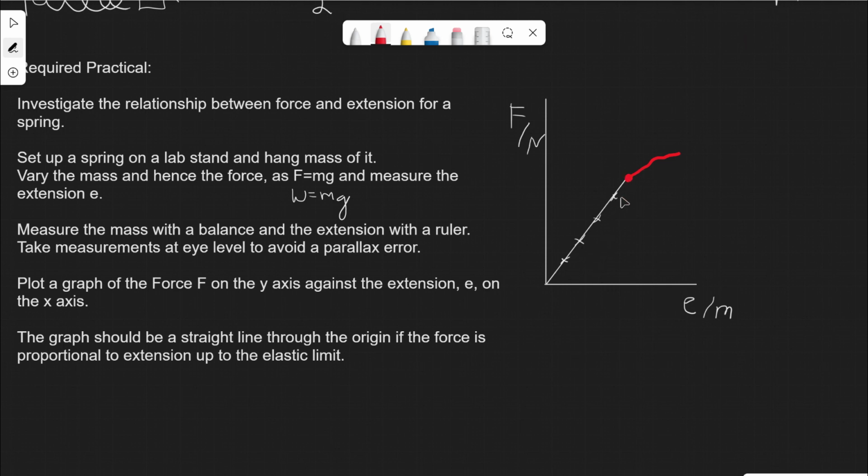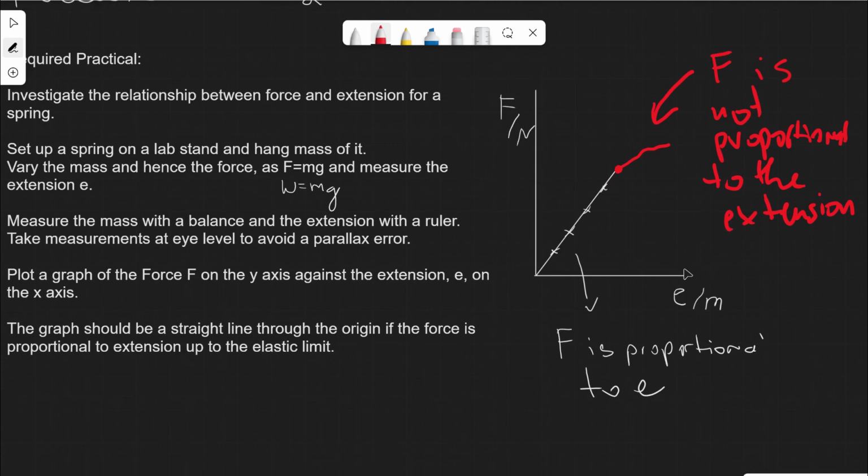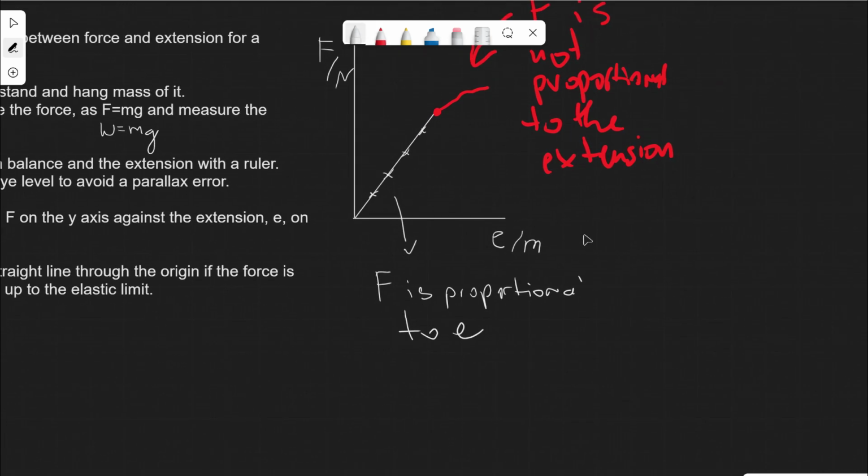And whenever this relationship is no longer a straight line, then we're not having a force which is directly proportional to the extension. So here we can say that force is proportional to extension. So let's just write this down. It's proportional to E, whereas here the force is not proportional to the extension. We can get some multiple choice questions occasionally with various different shapes, but as long as the graph is no longer a straight line, the two are no longer proportional.